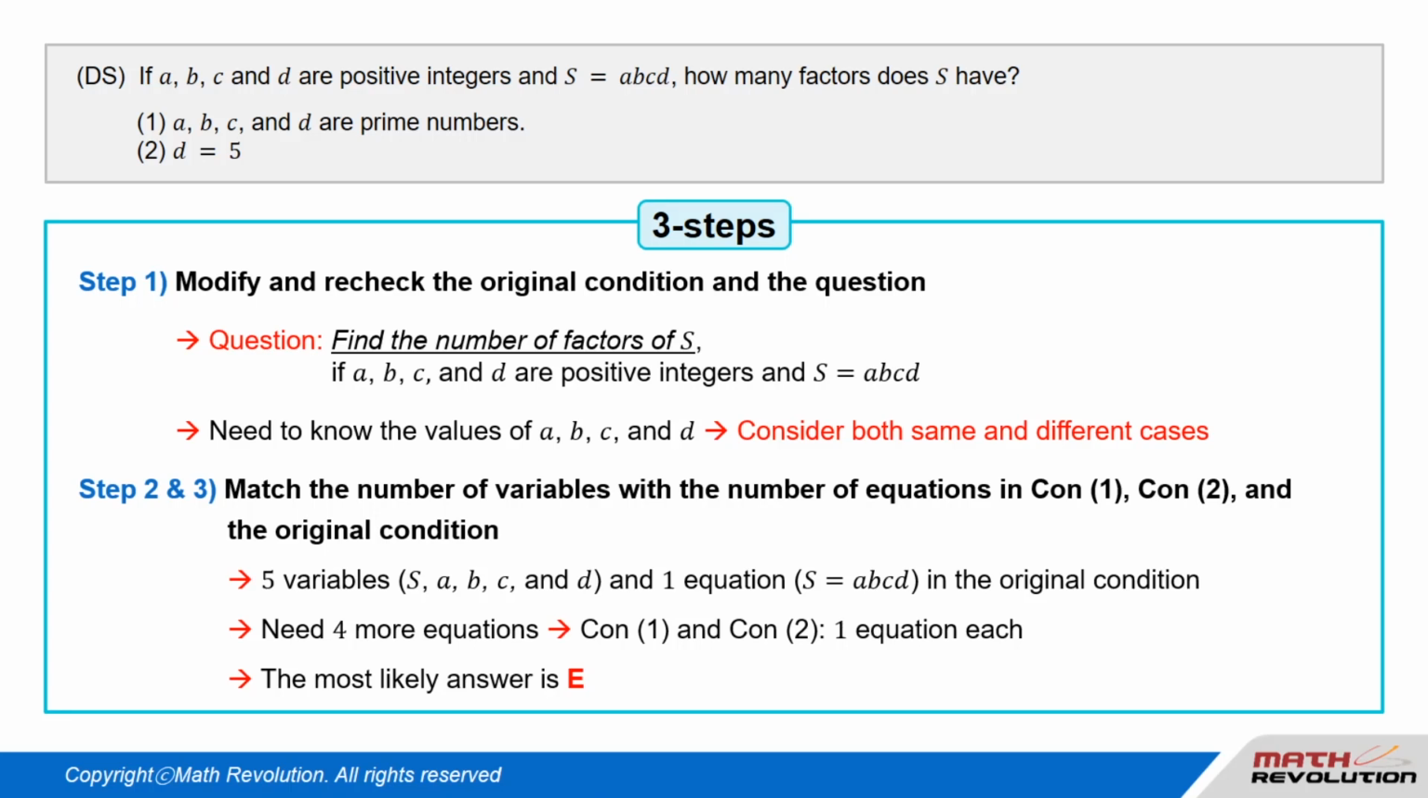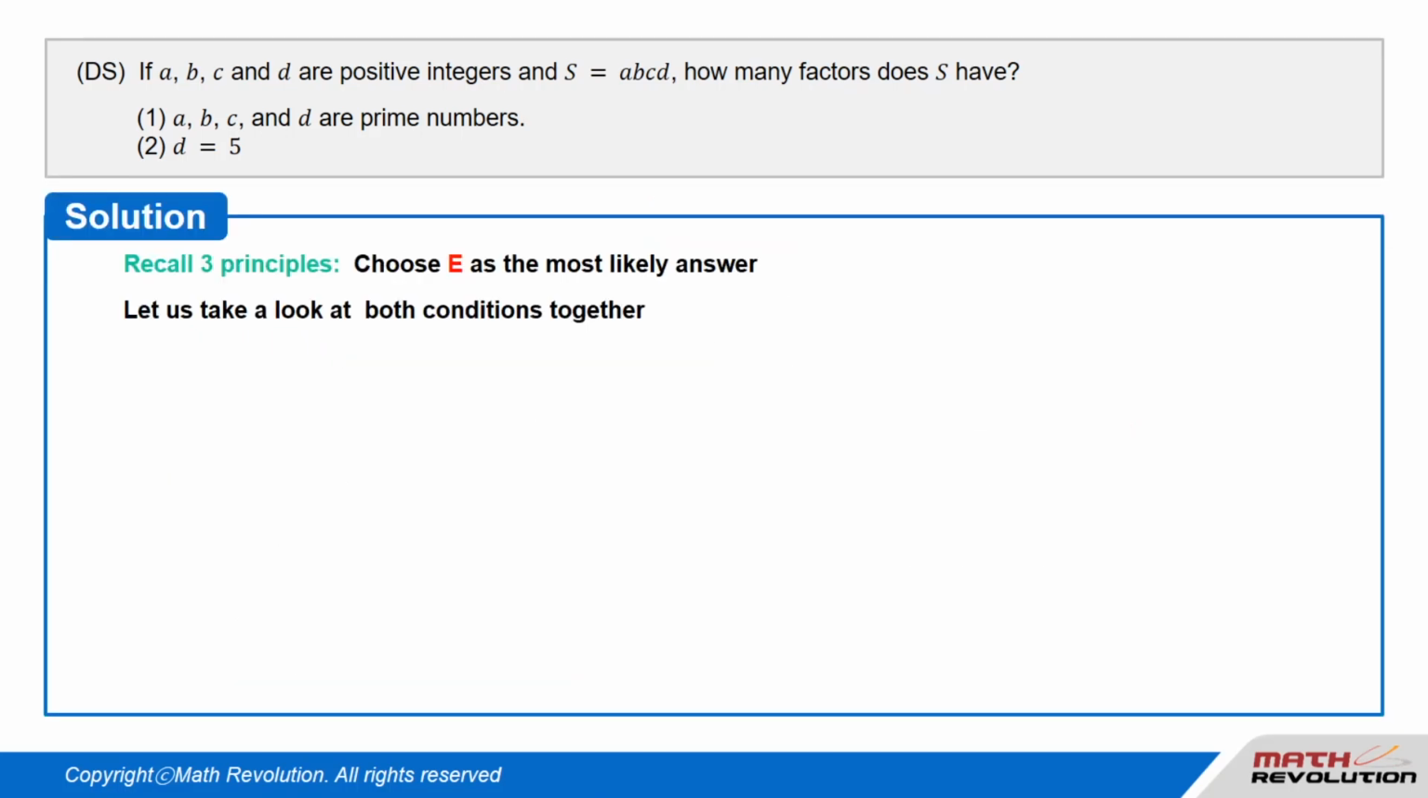From the original condition, we have 5 variables, S, A, B, C, and D, and 1 equation, S equals A times B times C times D. To match the number of variables with the number of equations, we need 4 more equations. Since conditions 1 and 2 will provide 1 equation each, E would most likely be the answer. Recall 3 principles and choose E as the most likely answer.